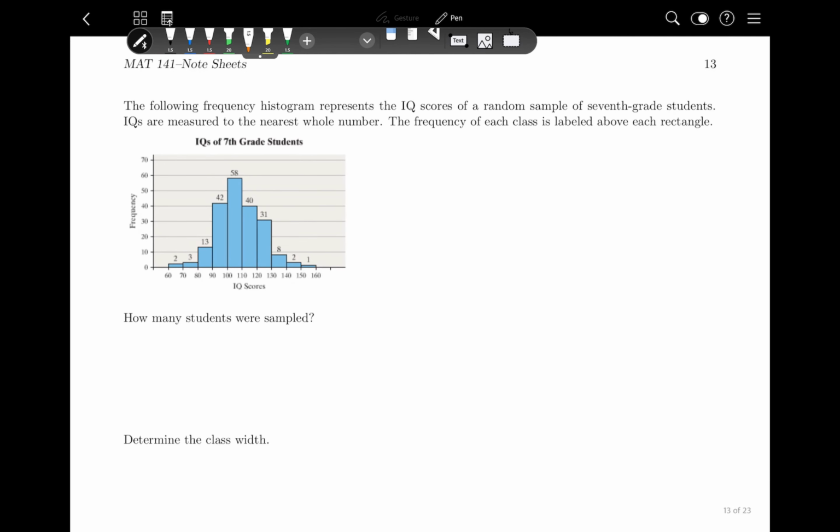Okay, and then the last question, same idea. How many students were sampled? That just means add up the total, right? So the height of each bar. So we take 2 plus 3 plus 13 plus 42 plus 58 plus 40 plus 31 plus 8 plus 2 plus 1. So 200 total.